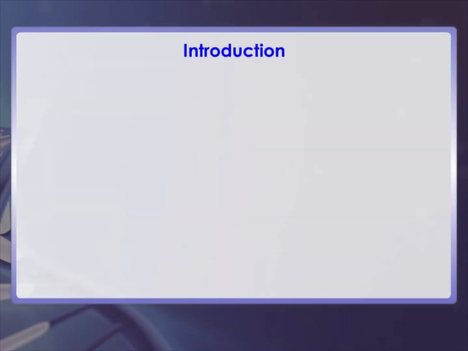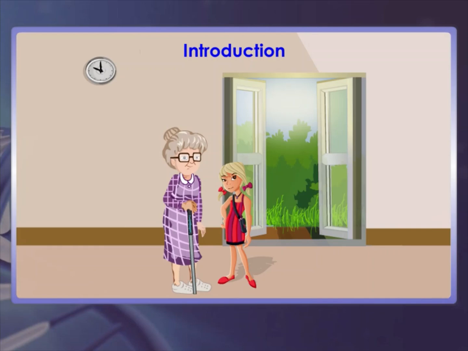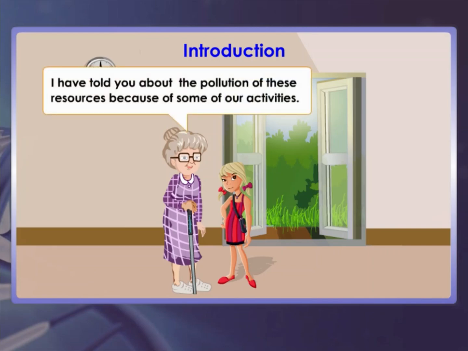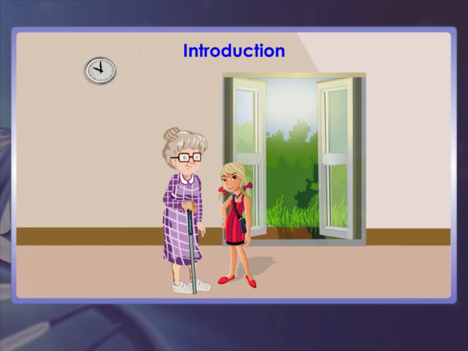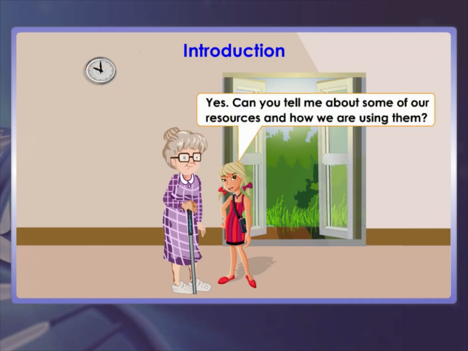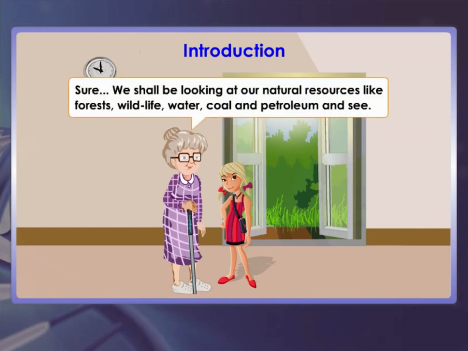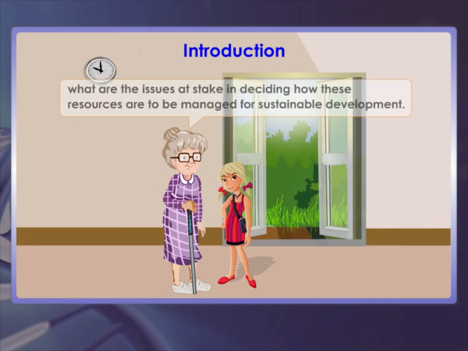Introduction. Rita and her grandmother. I've told you about the pollution of these resources because of some of our activities. Yes. Can you tell me about some of our resources and how we are using them? Sure. We shall be looking at our natural resources like forests, wildlife, water, coal, and petroleum and see what the issues at stake are in deciding how these resources are to be managed for sustainable development.